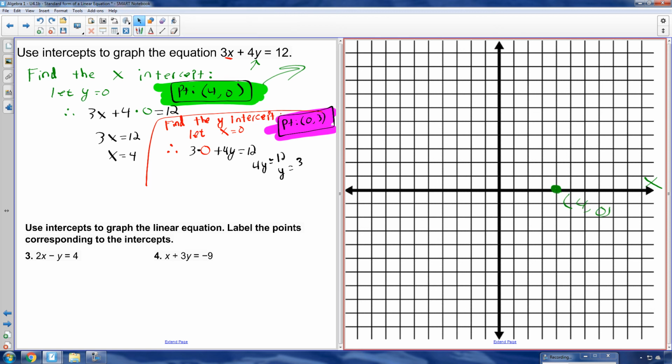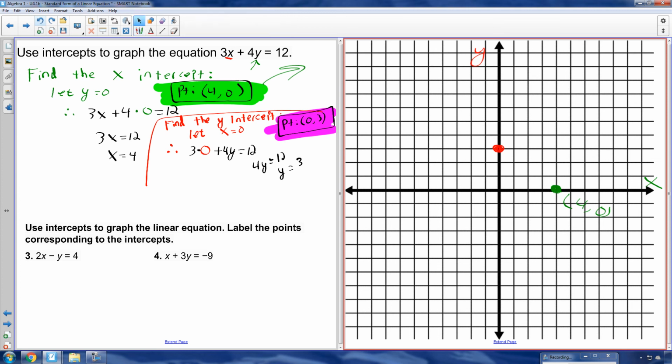Now we need to plot on the y-axis, right? The y-intercept, which is at (0, 3). Don't go left or right. Just stay right where you are and then go up 3 right here, okay?